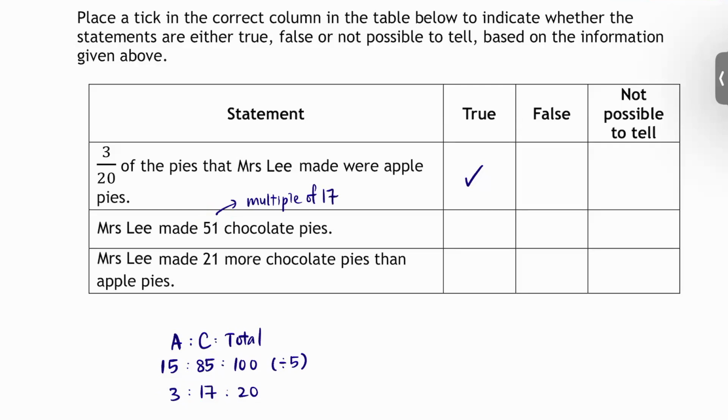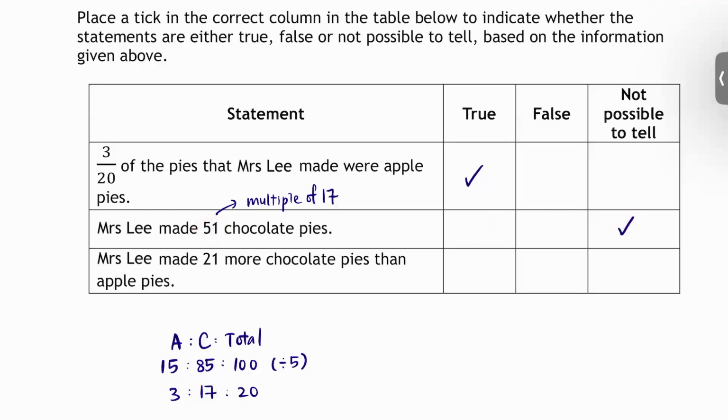Next statement, Mrs. Lee made 21 more chocolate pies than apple pies. Sorry, this is not possible to tell. Okay, so it means that she could have made 51, it could be true. But at the same time, she could have only made 17, so that is false. So if a statement is both true and false, then we will choose not possible to tell.